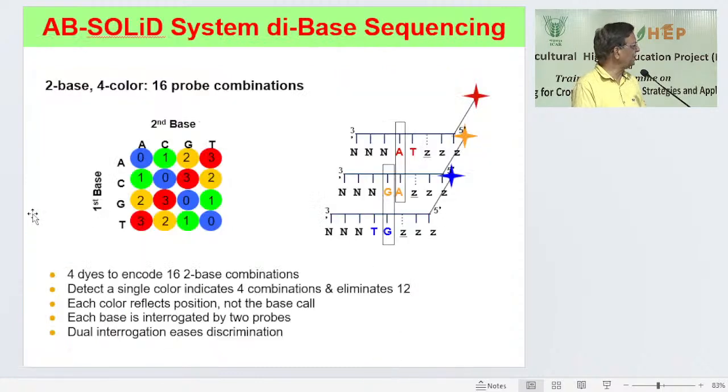Similarly, the SOLiD sequencing was a very slow process. It is a dye-based chemistry. When the two bases are there and they ligate, they will emit a particular color light. So this was ligation-based chemistry. If a complementary base is there, it will ligate, and then the quenching and fluorescence are there. When the ligation takes place, the fluorescence will be released.